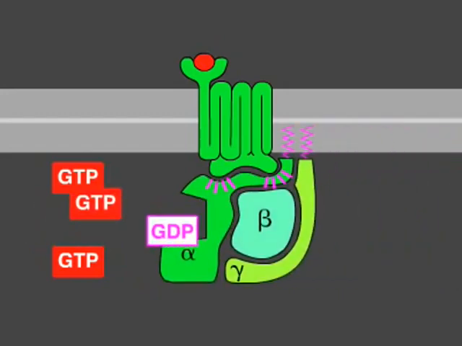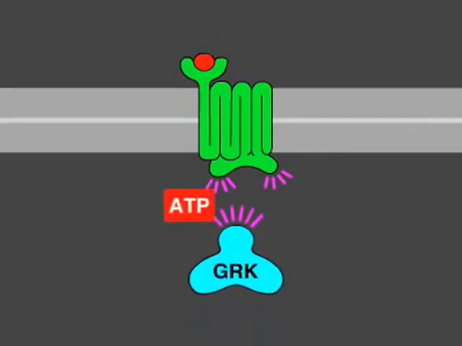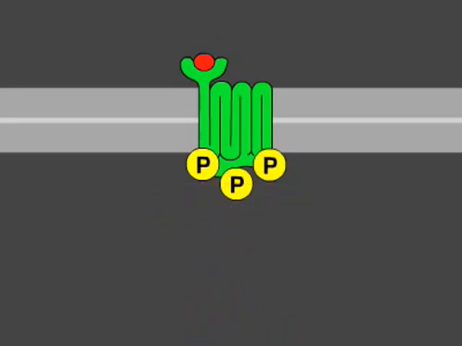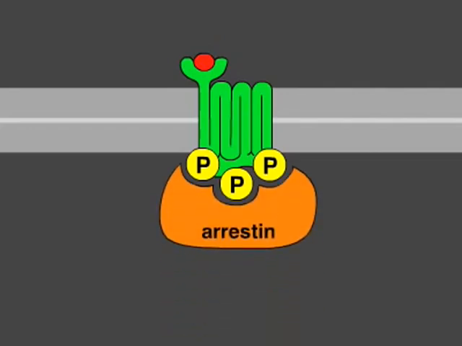Upon prolonged stimulation, however, the receptors eventually inactivate, even if their activating ligands remain bound. In this case, a receptor kinase phosphorylates the cytosolic portions of the activated receptor. Once a receptor has been phosphorylated in this way, it binds with high affinity to an arrestin protein, which inactivates the receptor by preventing its interaction with G proteins.